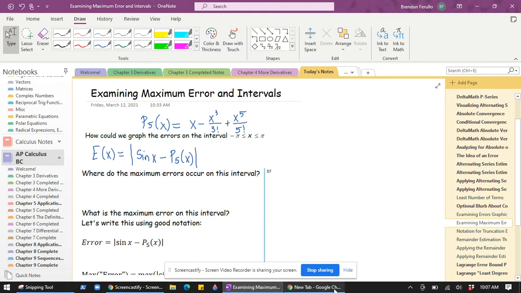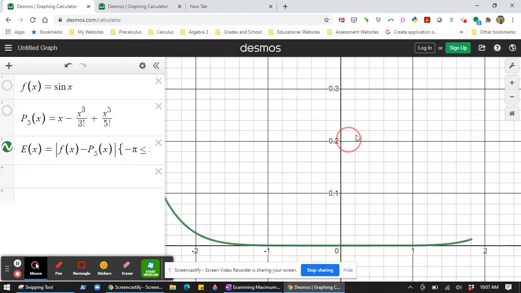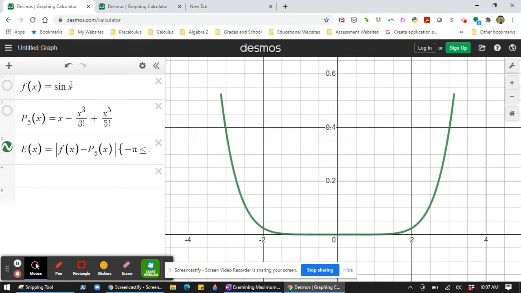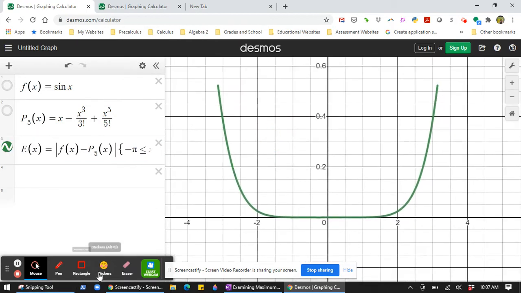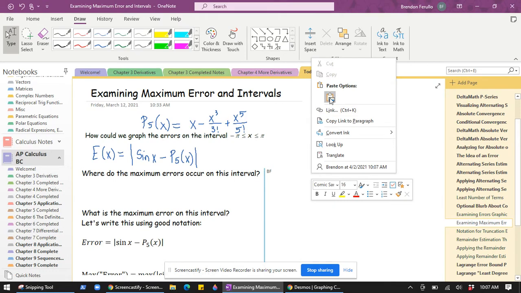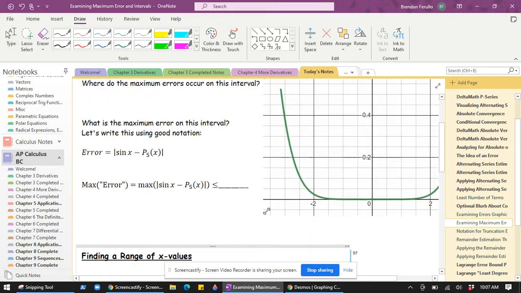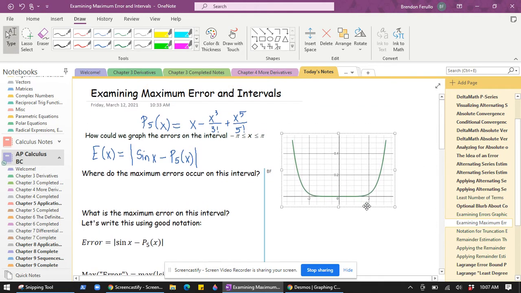So let's see. We've got, so again, what I have here is I graph f of x is sine of x. There's our fifth degree polynomial. And then I put in absolute values, f of x minus p of x. And then I even just restricted my window to be in between negative pi and pi. Okay, now that's obviously optional, but let me just snag this, and there's our picture. Okay, I'll put it right in here, make it fit. Okay, so there's our errors.